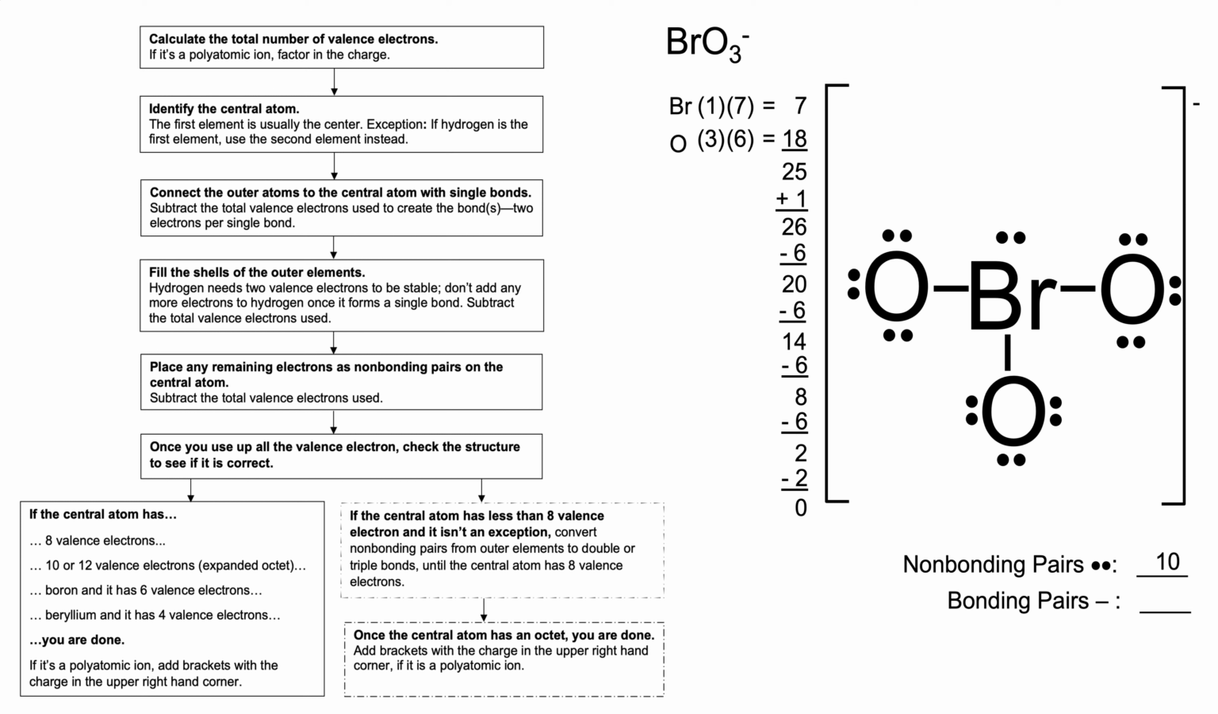There's a total of 10 non-bonding pairs, 3 bonding pairs. 10 plus 3 gives me 13, times 2 gives me 26. That matches how many valence electrons I needed in the Lewis structure.